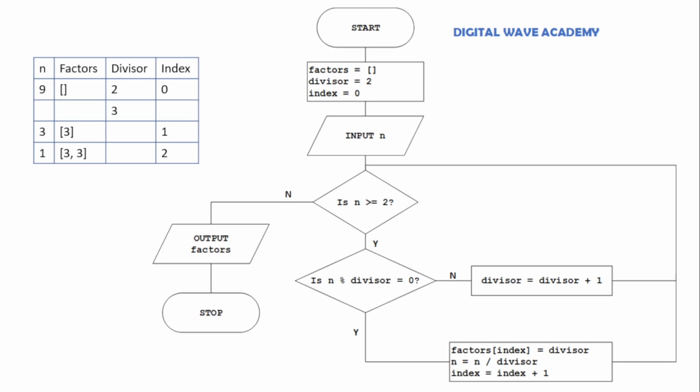Then we move further to check whether n, which is now 1, is greater than or equal to 2. No, it is not. Since it is not, we output the factors. So our factors here are 3 and 3. In that case, when we multiply 3 by 3, we get 9.